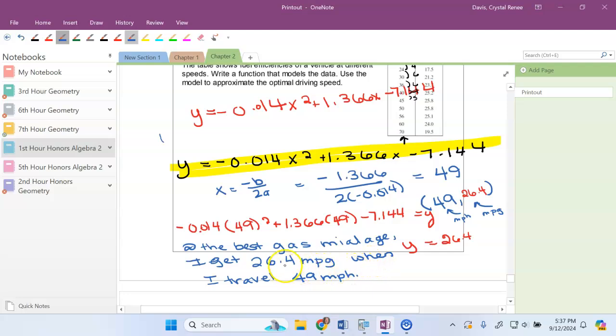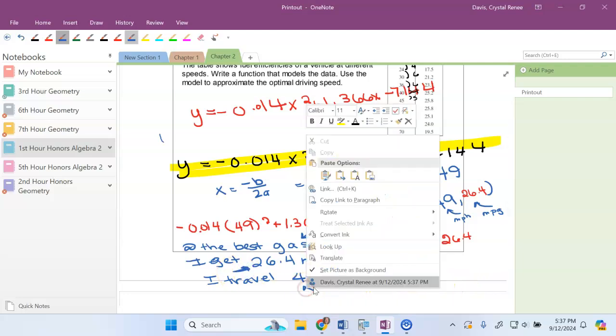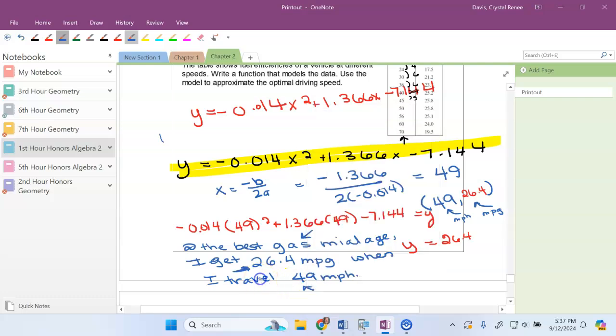If I asked this on a test, this would be 3 points. I want to know one that you know what the vertex is. I'm looking for the best gas mileage I have. Then I want you to tell me, what does the Y value tell me? And what does the X value tell me? Now, there's several ways you can write this, but those are the three things that I'm looking for.